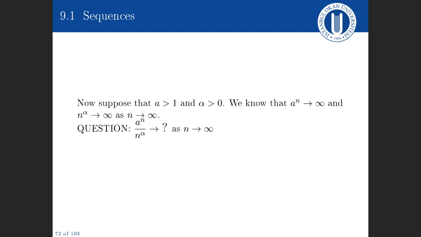Now a question for you, have a guess. Suppose that a is greater than 1 and alpha is greater than 0. We know that a to the power n tends to infinity and we know that n to the power alpha tends to infinity. But which one of these is dominant? Which one is more powerful? What happens to a to the power n divided by n to the power alpha as n tends to infinity?